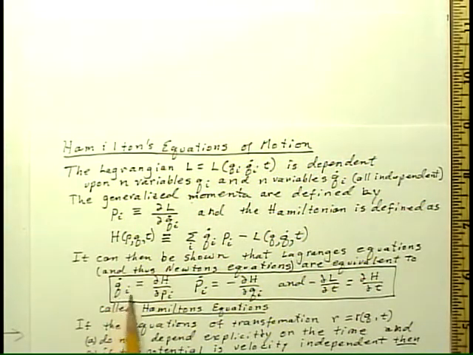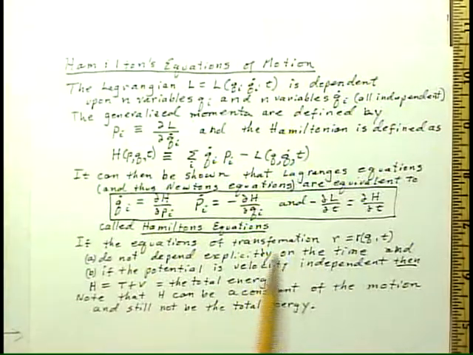These equations here say that the velocities are given by the partial derivatives of the Hamiltonian with respect to the momenta. These equations here say that the time rate of change of the momenta is going to be the partial of H with respect to the q's. So this equation here is going to give the forces. This equation over here is going to give the velocities in terms of the Hamiltonian.